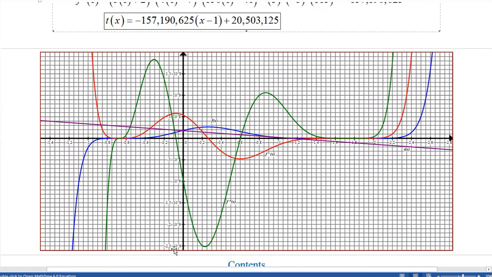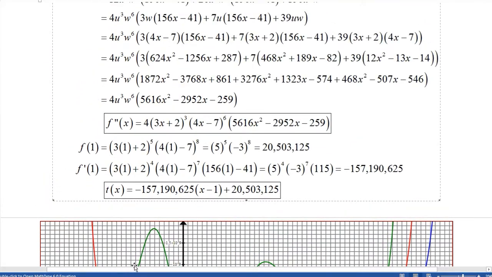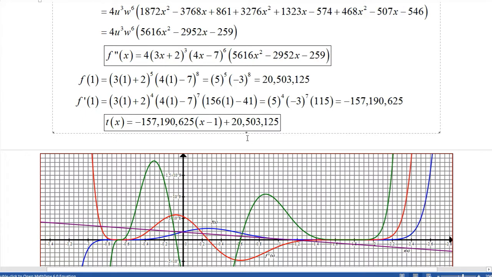But if you look, I went way down, past negative 2.5 times 10 to the 9th power, and up to around 2 times 10 to the 9th power. So way up there and way down. Okay, now let's see what we can see here. So we know that the point 1 comma 20,503,125 is this point right here where the tangent line and the function cross. If we were to zoom in here a little bit more closely, we would see the tangent line follows the curve pretty closely there.